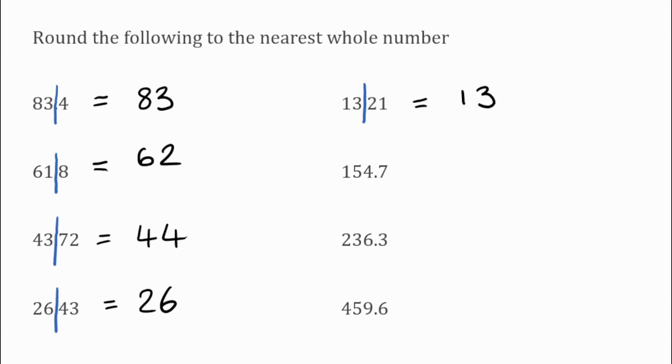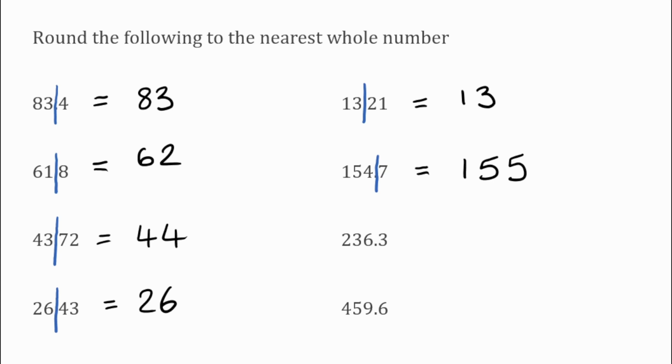We've then got 154.7. So drawing our line through the decimal again, focusing on that digit on the right-hand side, we've got a 7. Because it's a 7, that means we're going to round the previous digit up. So the 4 would become a 5. So 154.7 would actually round up to 155.